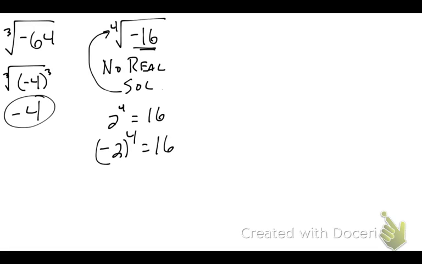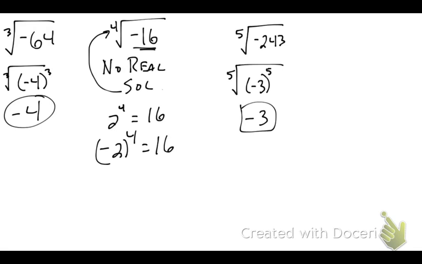Last one for this. What is the fifth root of -243? Well, hopefully you're starting to remember that 243 is 3 to the fifth. So -243 must be -3 to the fifth. And so the fifth root of that must be -3.